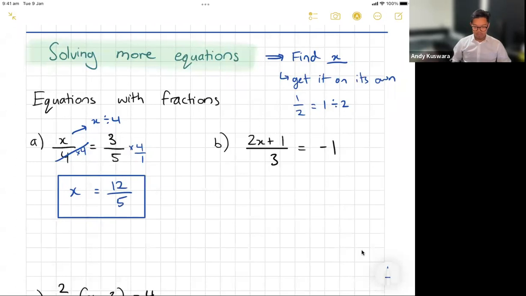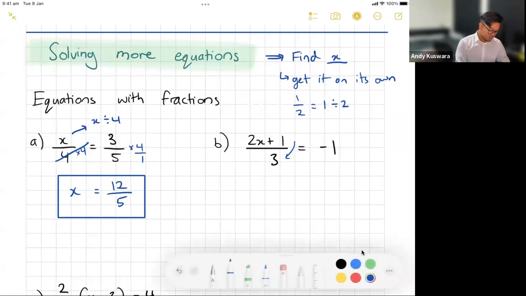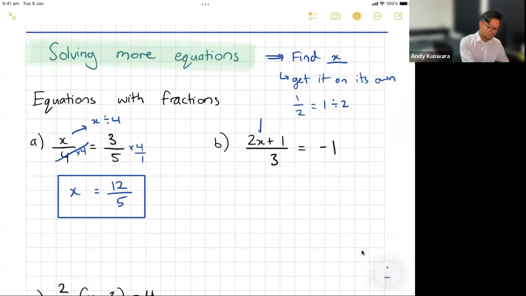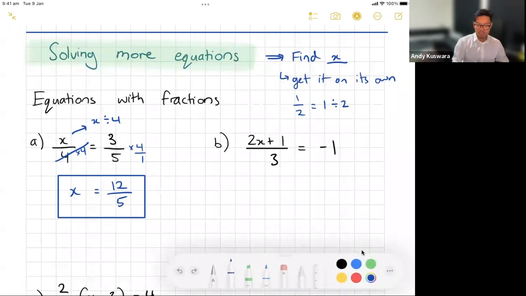Okay, now in this next question here, we have a fraction as well, but it looks slightly different. The first thing I need to deal with is this guy down here, that 3, because it's huge and it's stopping me from dealing with this x, which I want to get to. So again, this just means it's 2x plus 1, that whole thing, and then I'm dividing that whole thing by, hopefully you said it, 3.